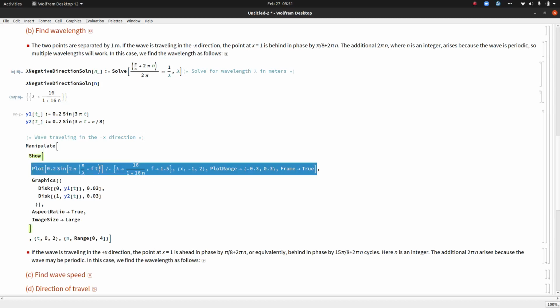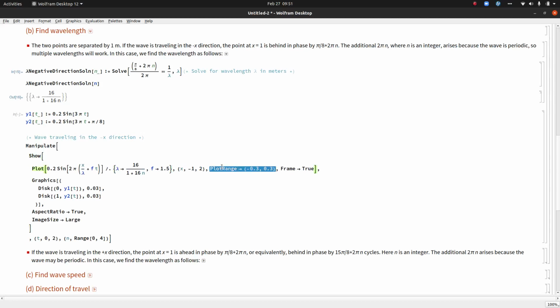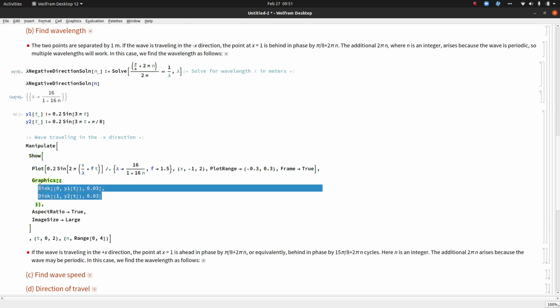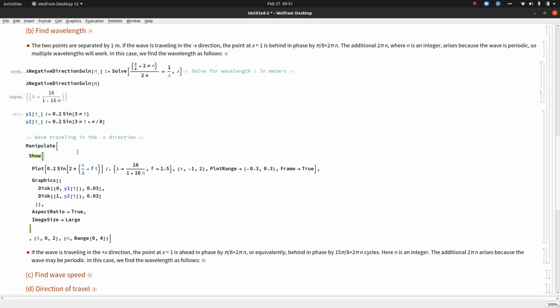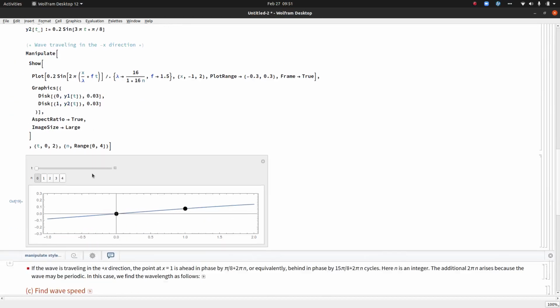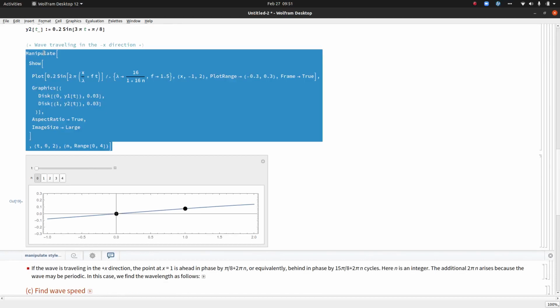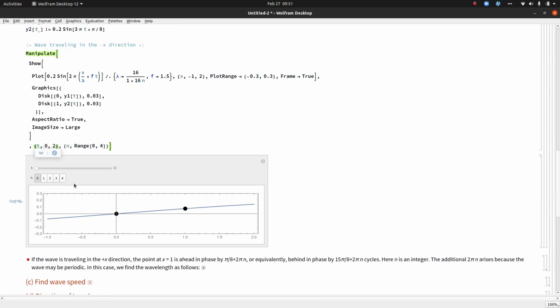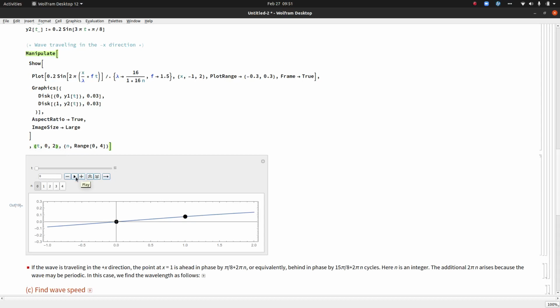We're going to plot this wave from -1 to 2 with a plot range of -0.3 to 0.3, so we cover that 0.2 amplitude. I'll put it in a frame just to make it look nice. I'm also going to put two disks in here, one at x equals 0, which will be moving with the function y1 of t, and one at x equals 1, which will be moving with the function y2 of t. The reason we'll do this is to show that for various n, we'll wrap this in a Manipulate so that we can see this for various n. We'll show that that lines up for all time as the wave passes.